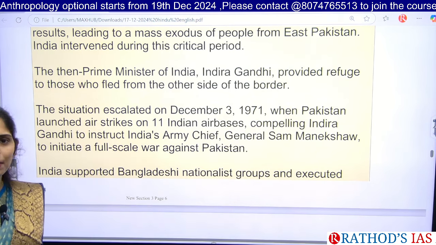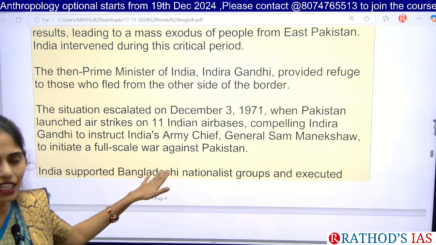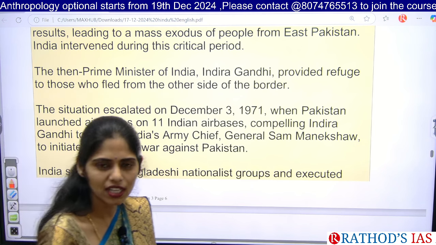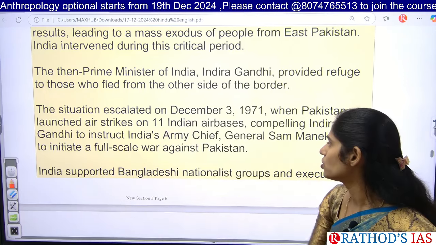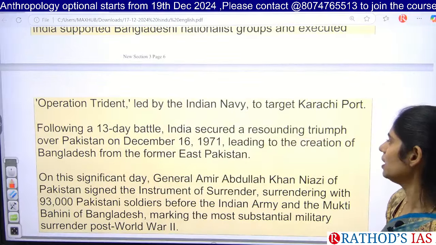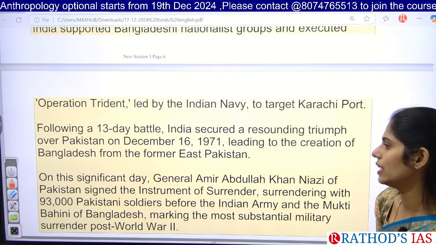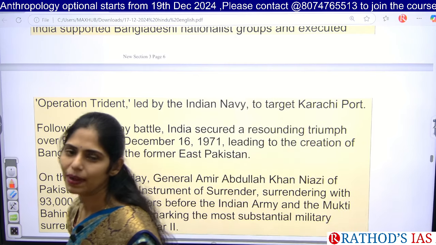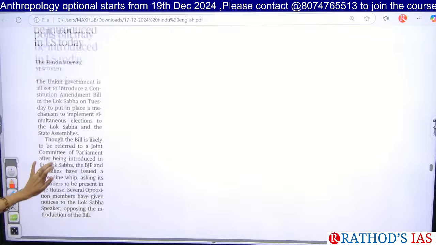Finally, Pakistani army people even attacked 11 Indian air bases. Because of this, the government of India was not silent. At that time, Indira Gandhi ordered our Indian army to strike. Finally, after a 13-day battle, Bangladesh was liberated on December 16th, 1971, and this war is famously called the Bangladesh Liberation War of 1971. Clear?